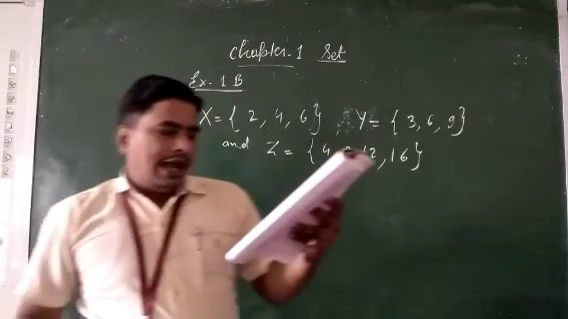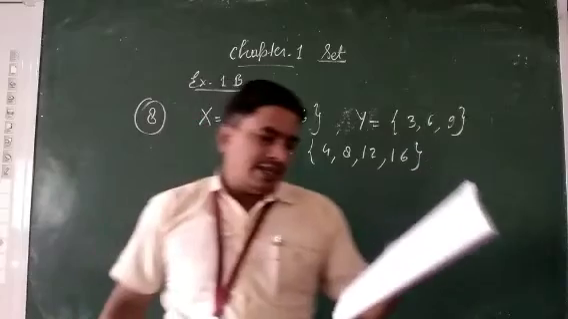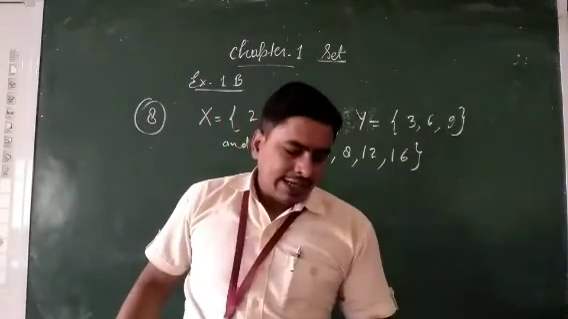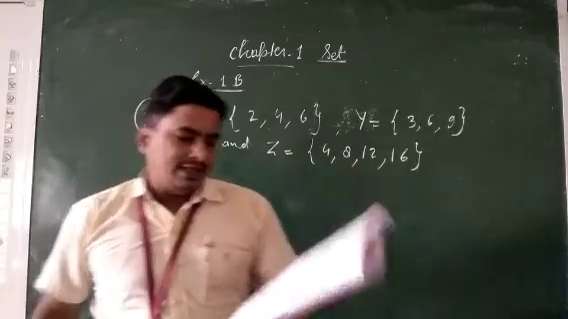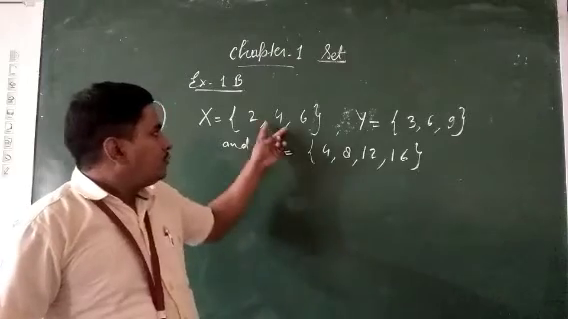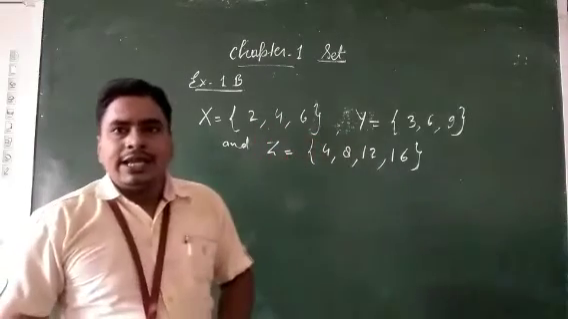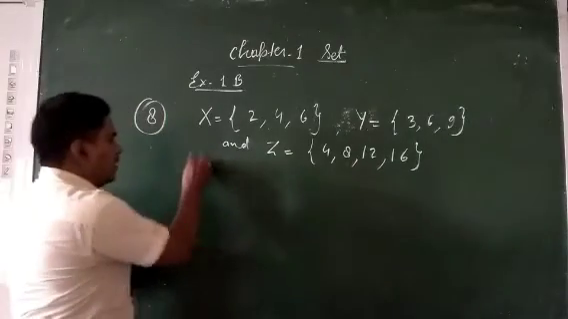Clear? Identify the disjoint and overlapping sets among first X and Y, second Y and Z, and third Z and X. Here we have to find which two sets are disjoint sets and which two sets are overlapping sets.